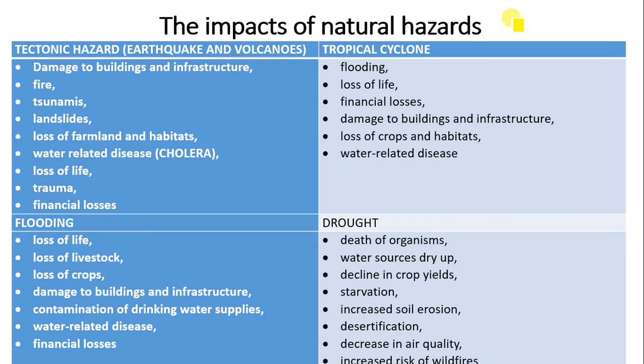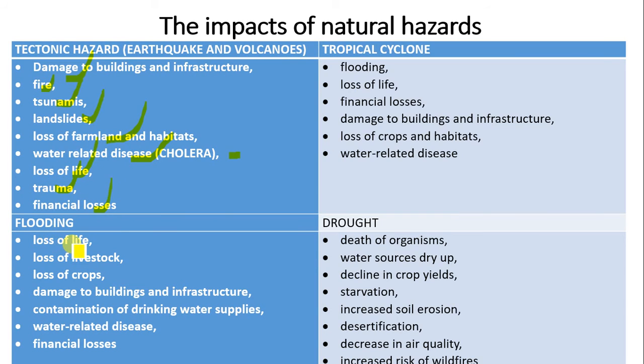Now, what is the impact of natural hazards? You see, when you hear hazard, all hazards have similar impact, just a few variations occur between them. So you find out that tectonic hazards, earthquake and volcano, have to do with damage to buildings and infrastructure, fire outbreak, tsunami, landslide, loss of farmland and habitats, water-related diseases such as cholera. It can lead to loss of life, trauma, and financial losses.